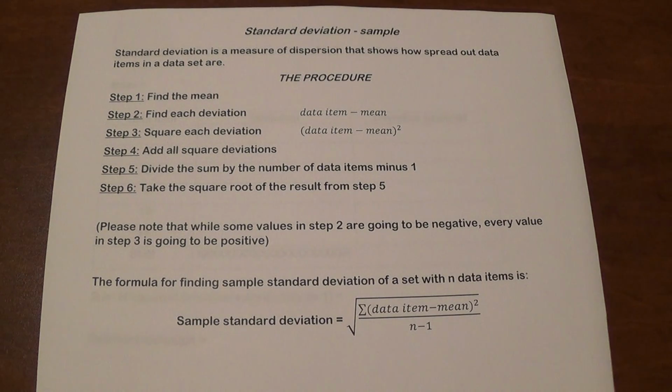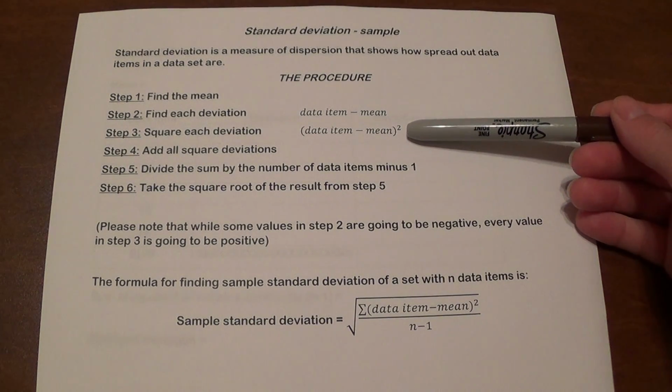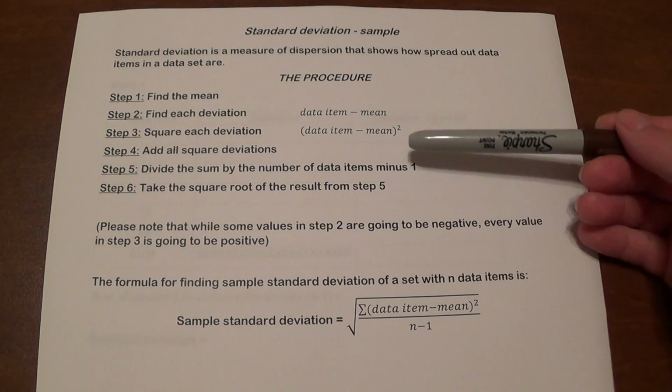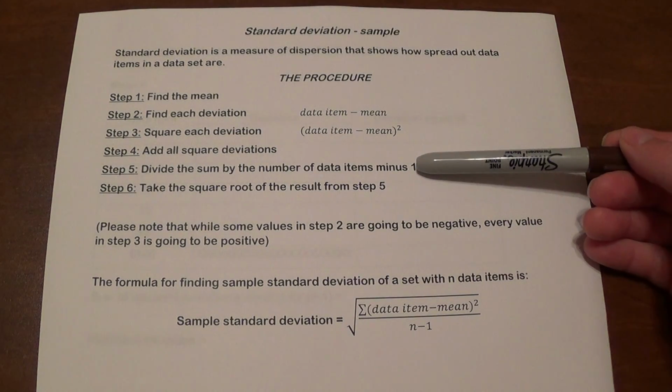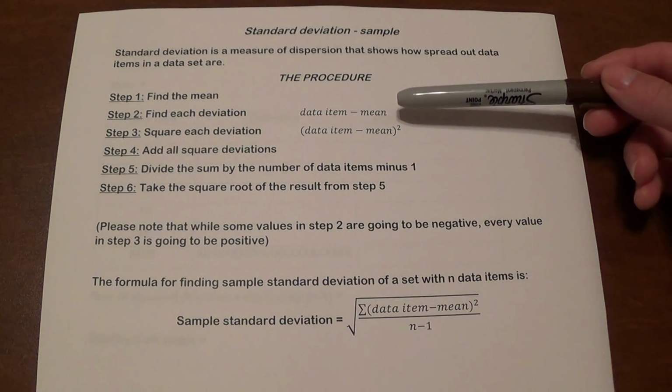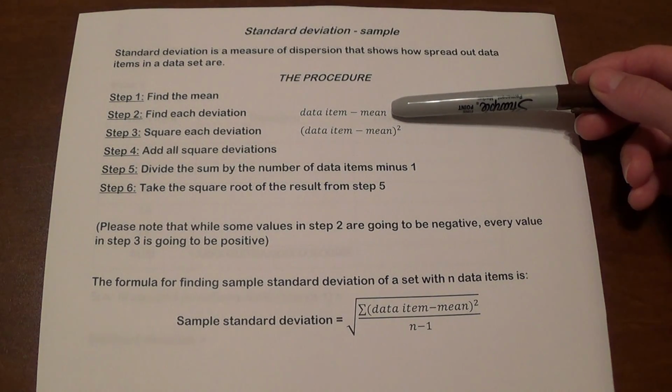So here's the procedure we're going to follow. First we find the mean, then we're going to find what's called the deviation, that's the difference between the data item and the mean. After that we're going to square each one of those. We're going to add all the squared deviations. Then we're going to divide the sum by the number of items minus 1, and we take the square root of that result.